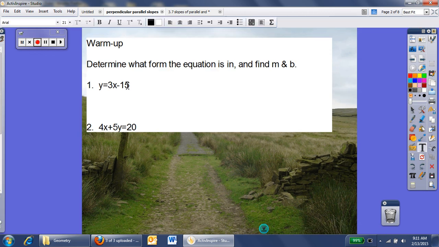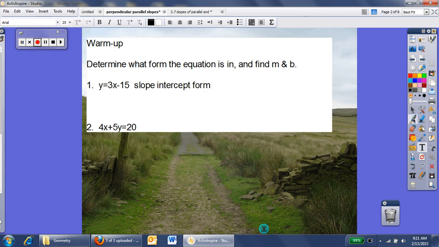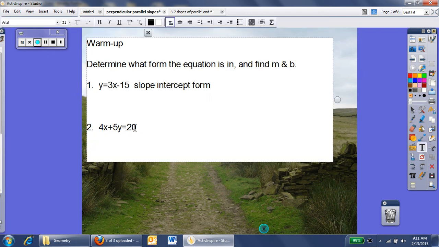So this is from last lesson, and this one is in slope-intercept form. Slope-intercept form is nice because it shows us that this right here is the slope, m, and negative 15 is b, the y-intercept. Looking at number 2, this one does not have the y by itself, so I can tell that this one is in standard form.